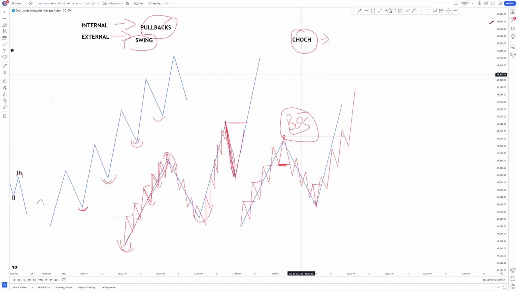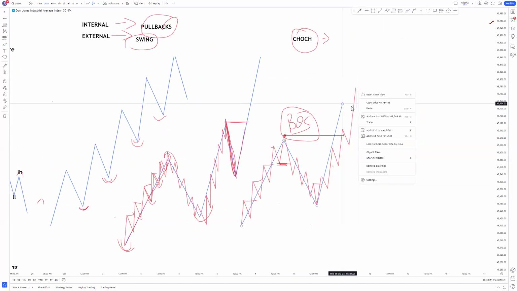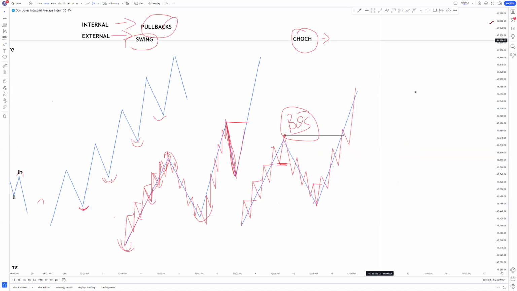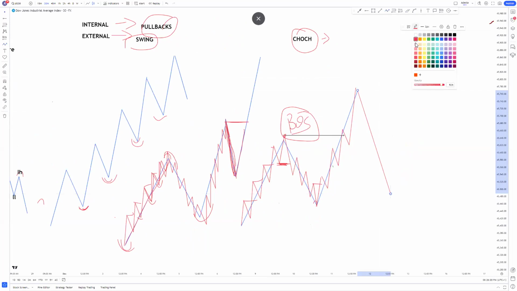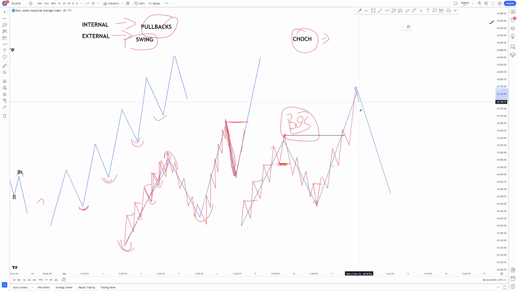Now, we are definitely going to have a pullback, right? So let me use this blue line again. We are going to have a pullback again, like this, right? Now that pullback is going to represent the swing. For that pullback to happen, we have to do something like this. We have to create internal structure, which is going to look like this.